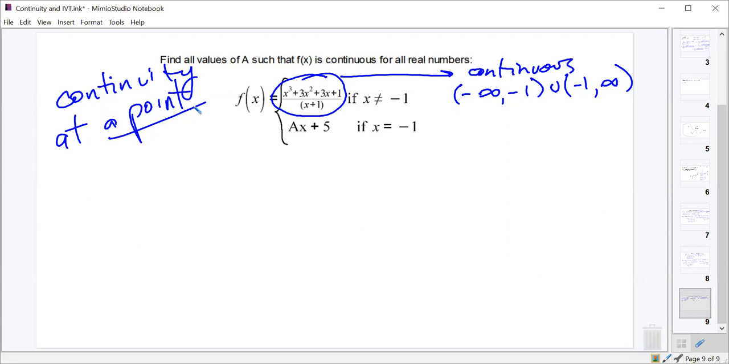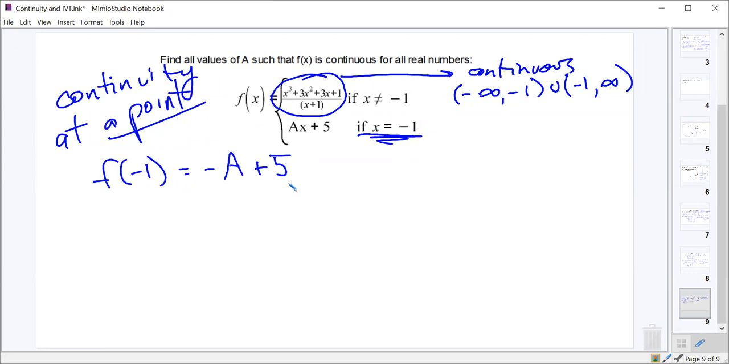The function is defined at the point. Yeah, it has to be defined at the point. So let's see, what is f of -1? Do I use the top or do I use the bottom for that? The cubic, or the rational function or the linear function? When x equals -1, what do I use? The linear. Right, the linear piece, so that should be -a plus 5. Does f of -1 exist? Yep, it's -a plus 5.